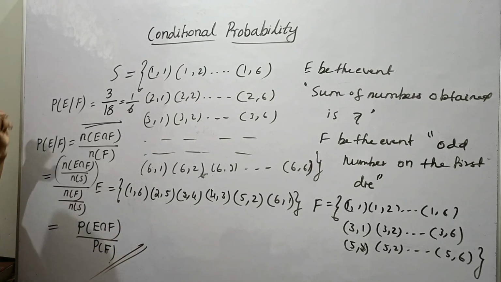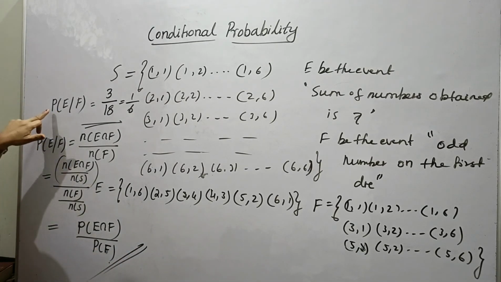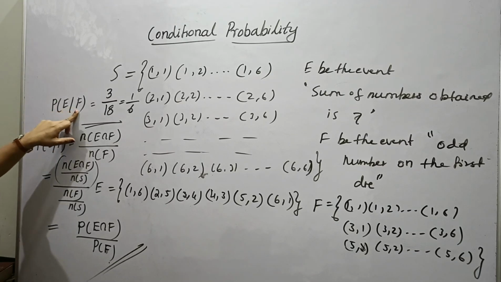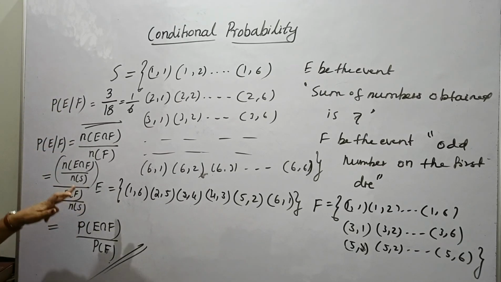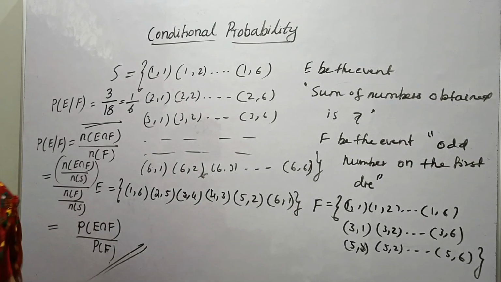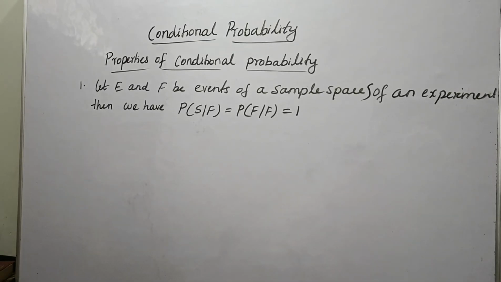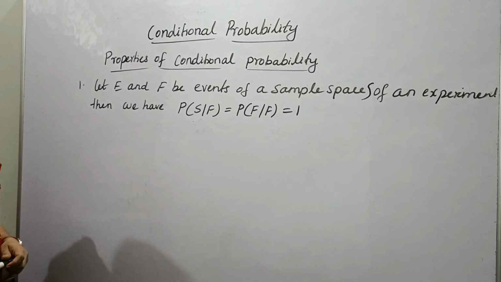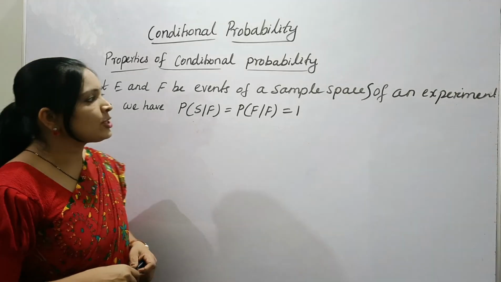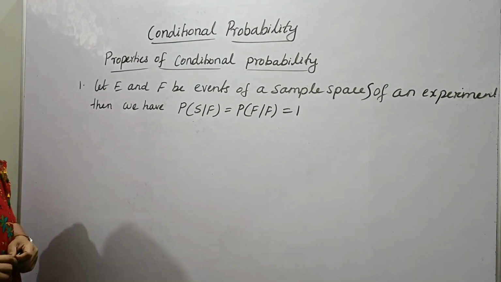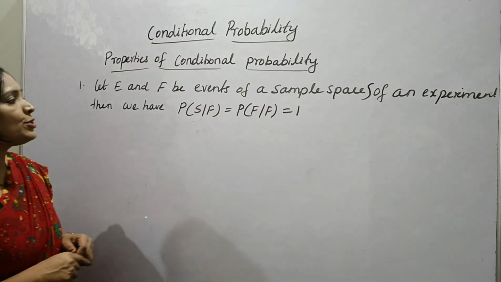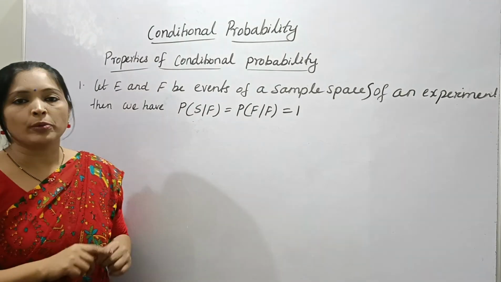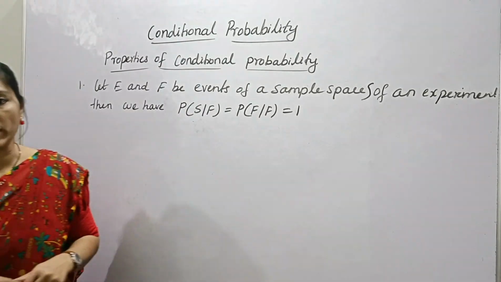So it is the formula to find the conditional probability, that is probability of E given F is equal to probability of E intersection F divided by probability of F. Now let's go through properties of conditional probability. First property, let E and F be events of a sample space S of an experiment. Then we have probability of S given F is equal to probability of F given F is equal to 1.